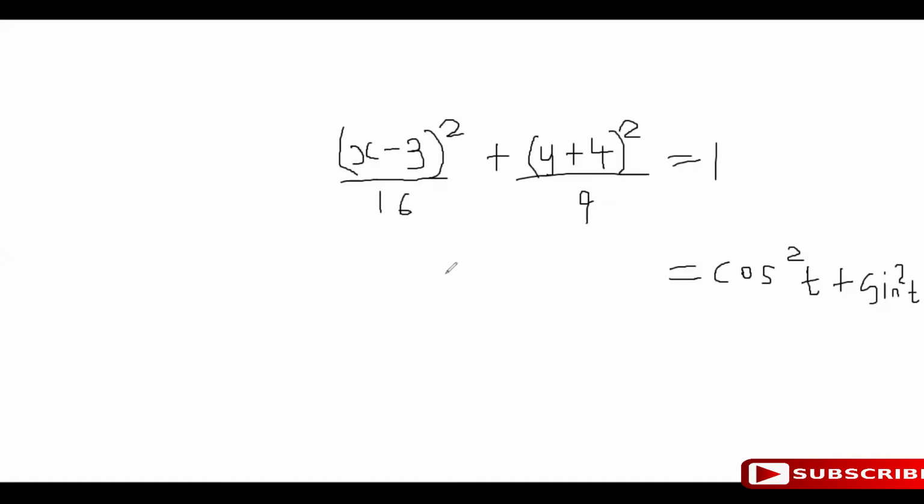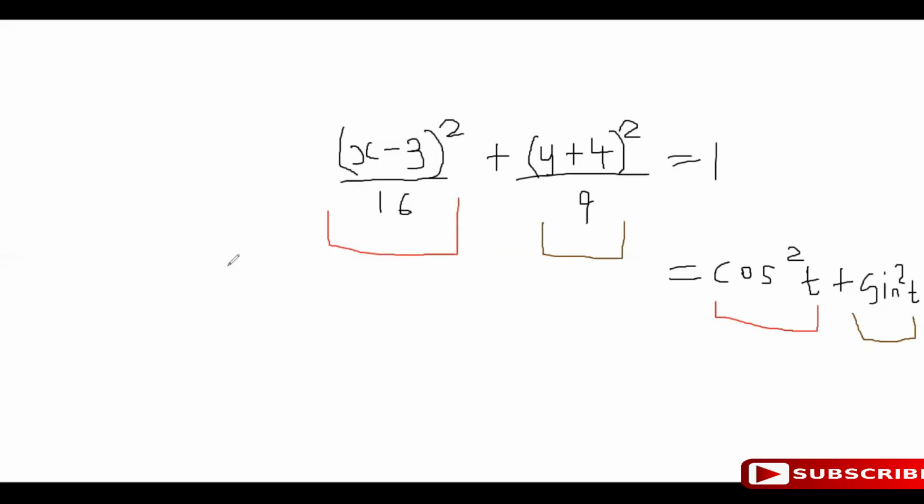So now look what I'm going to do. Since this is equal to 1 and 1 is cos square t plus sine square t, I'm going to be equating this right here, x minus 3 all square over 16 is equal to cos square t, and then I'm going to be equating y plus 4 all square over 9 is equal to sine square t.